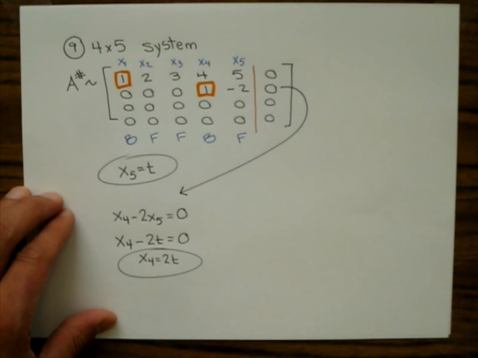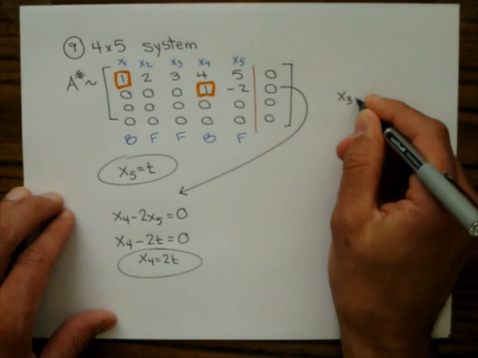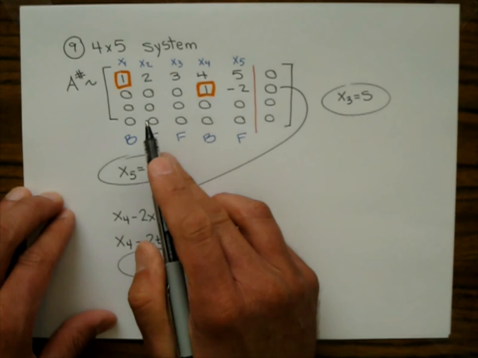x3 is free. So x3, I'll put that up here, x3 is going to be s. And x2 is also free, so x2, I'll make that r.